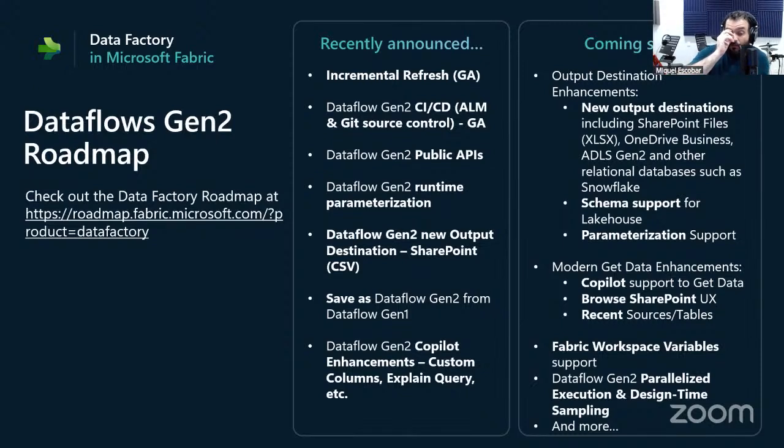So maybe an Excel file. Maybe we can actually sync the data or load the data to OneDrive. Maybe ADLS Gen2, now that we can actually support files. Previously, we only supported loading data as tables.